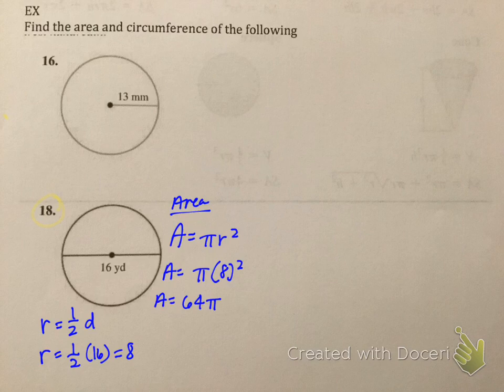So let's put that in our calculator. Okay, when I put this in my calculator, I got 201.1 yards squared. So remember, it's square units. Why? Because we're finding the area.